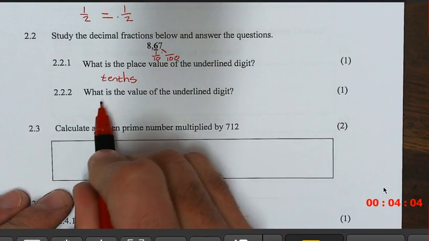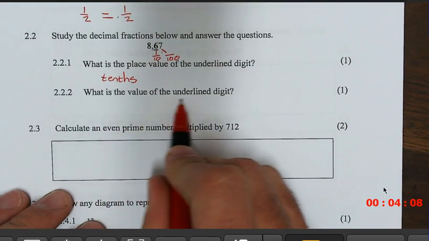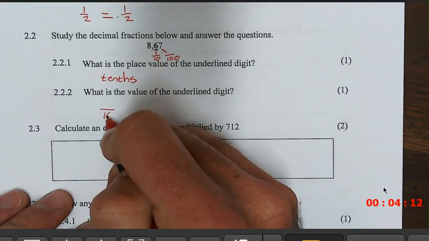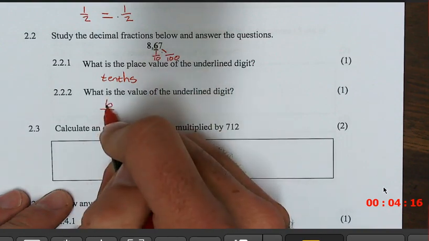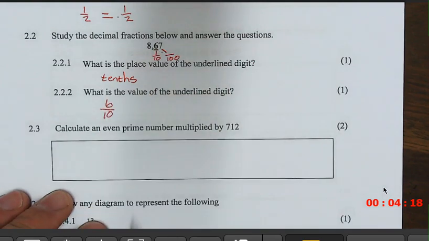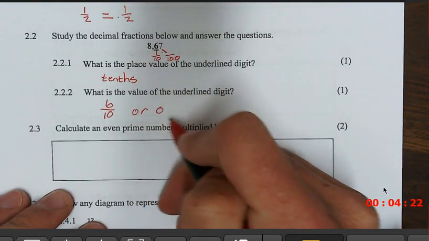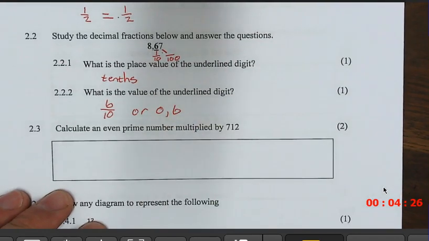Okay, and then 2.2.2, what is the value of the underlying digit? Now we know it's at the tenths, but the value is how many tenths there are, and it's comma 6, so it is 6 tenths. We could have also said 0,6. The 6 is after the comma.